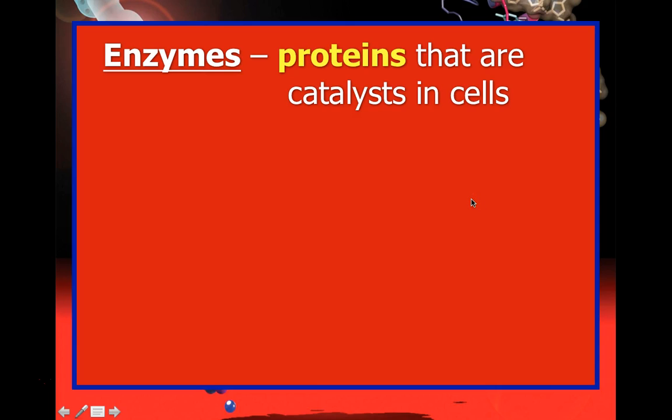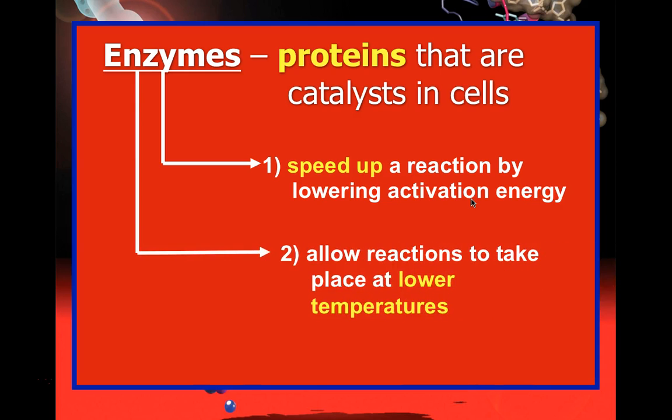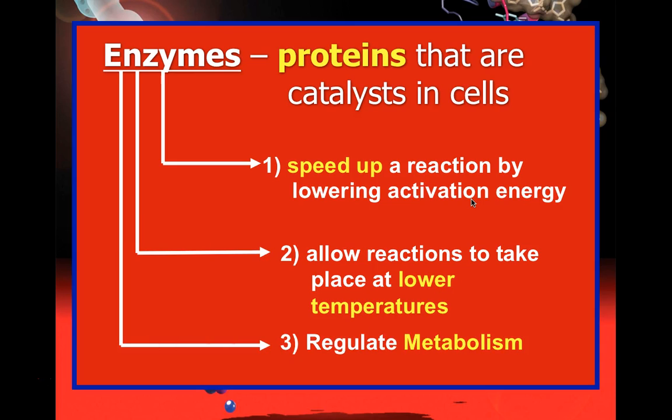Enzymes are a special type of protein that, as we stated before, act as catalysts in all cells. There are three specific roles that enzymes have. The first role is that they speed up all chemical reactions by lowering their activation energy. We'll talk about what activation energy is in just a little bit. Their second function is to allow reactions to take place at lower temperatures. And the third function is to regulate metabolism.